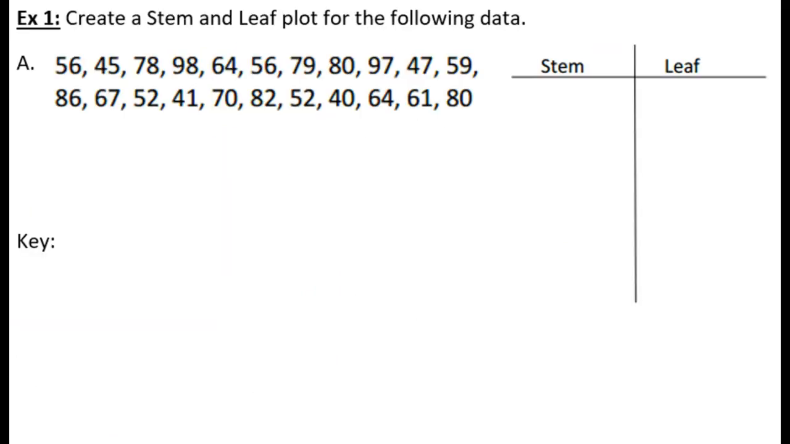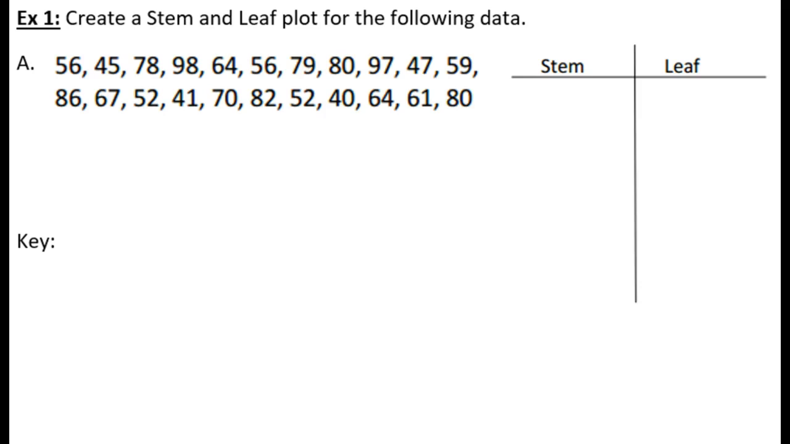So let's take a look at the first example. It says create a stem and leaf plot for the following set of data. One way that you might want to start is to list all your numbers out from least to greatest, like what you would do if you are trying to find the median of the data set. It becomes time consuming. You don't have to do it in that fashion, but it might help you later on down the road.